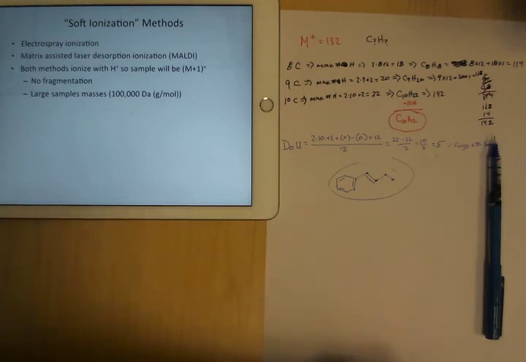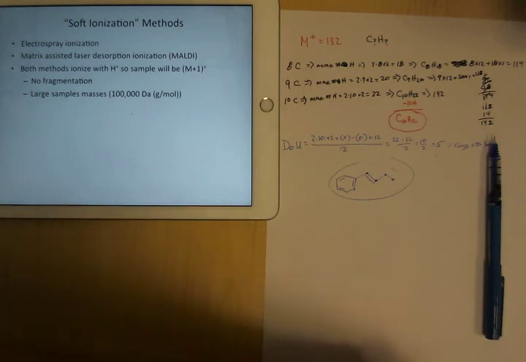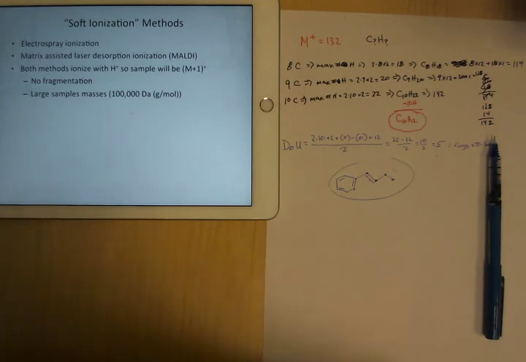Okay, what those do is, instead of using an electron to induce a positive charge, they just add an H+. Right, so if there's a basic component on the molecule, it'll absorb that little bit of acid, and then voila, it has a positive charge, and then it does the same thing.